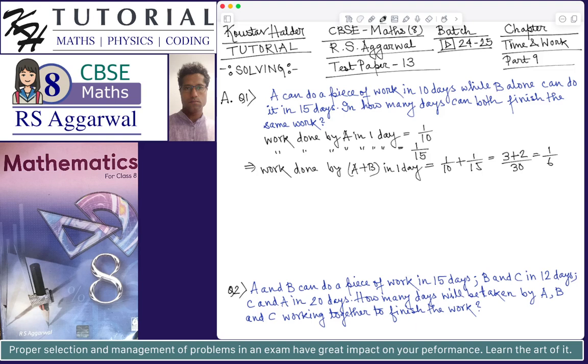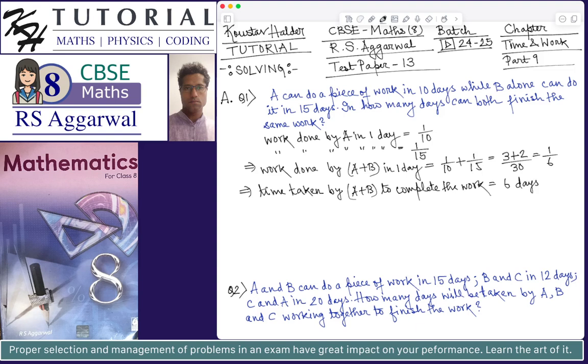This is based on the second general rule of time and work. So this implies the time taken by A plus B to complete the whole work will be equal to 6 days.